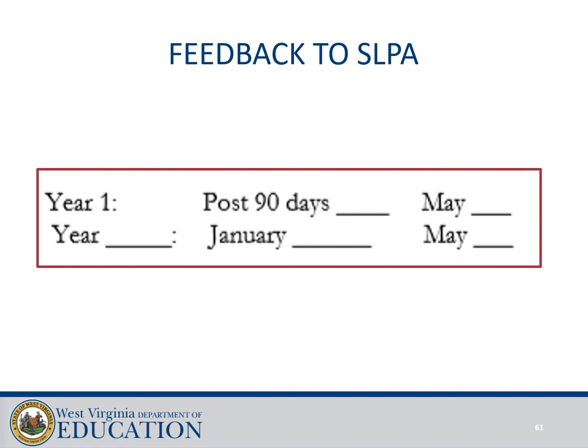You'll notice that there's a place to indicate the date on which you provided feedback to the SLPA, and that year 1 has a space for post 90 days because it's important after that first 90 days that you determine whether the SLPA is independent enough for you to back off to the 10% direct supervision. After that, you would just indicate the year and then do the evaluation in January and in May.